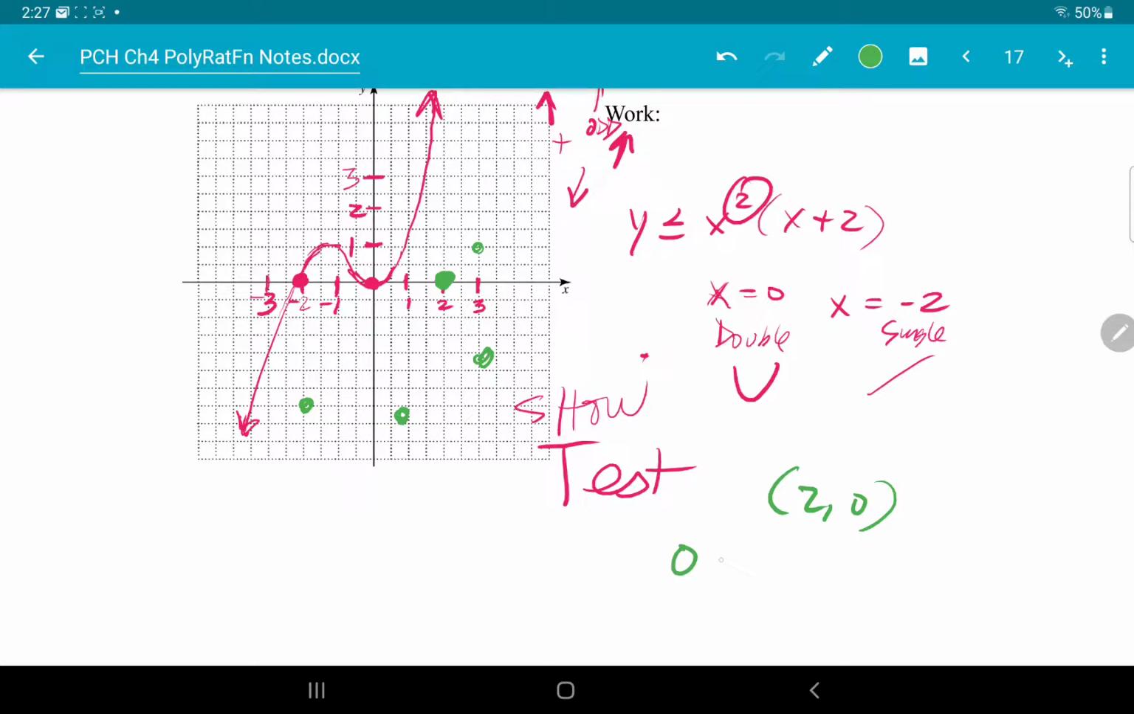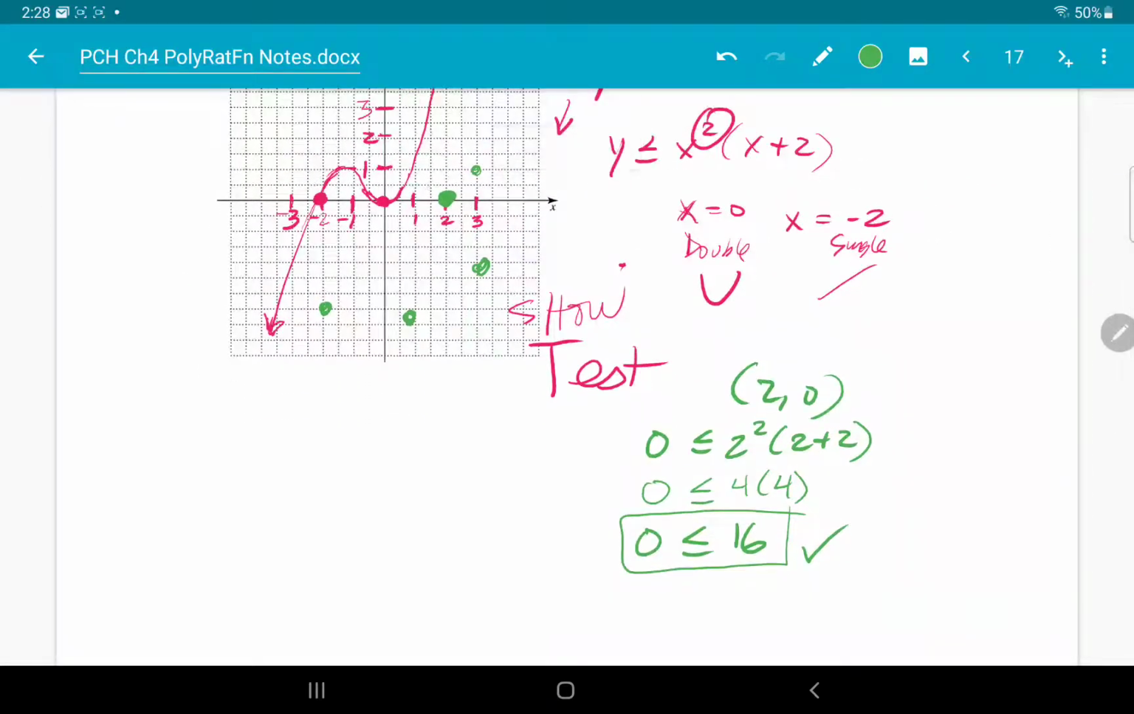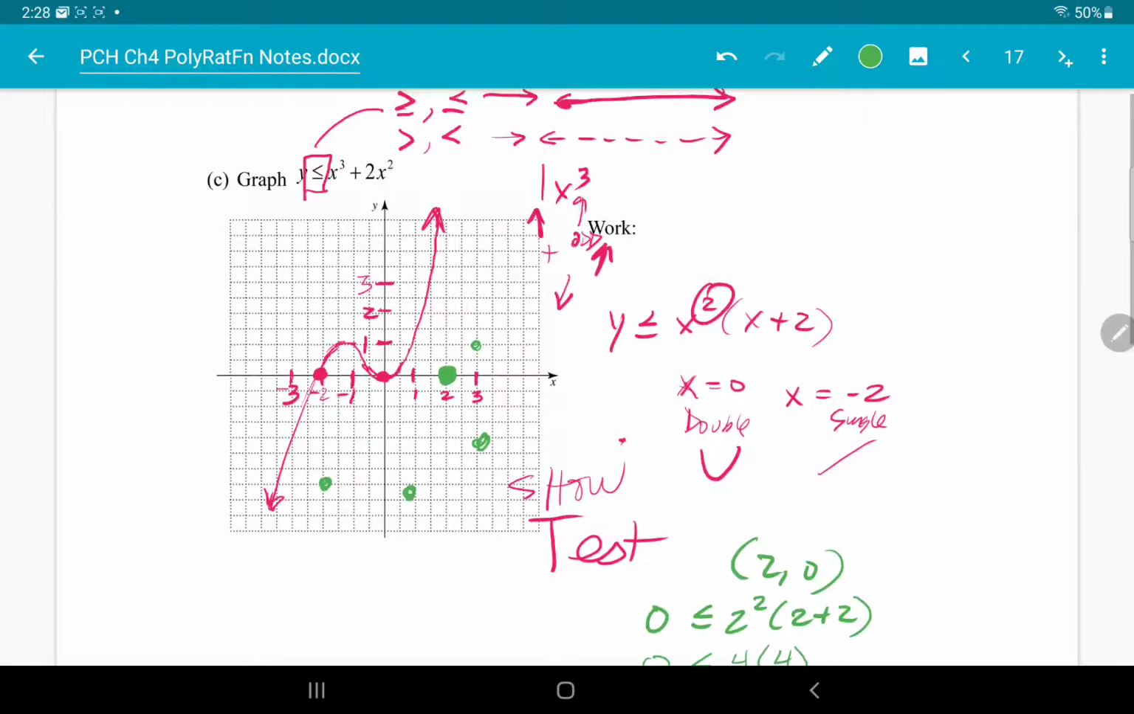So 0 is the y, less than or equal to 2 squared times 2 plus 2. I'm just plugging in my x value. Is 0 less than or equal to 4 times 4, which is 16? Is 0 less than or equal to 16? For sure. That is a true statement. So therefore, we're saying that 2, 0 is a solution to our inequality. And if 2, 0 is a solution, then so are all these other points here.